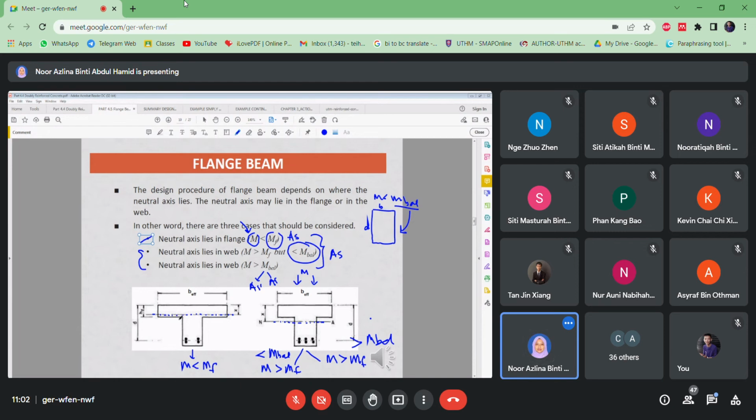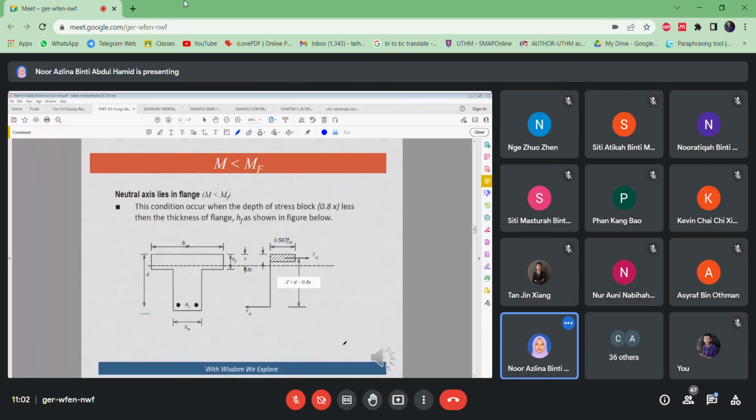Okay, so kalau more than MF, you kena checking lagi satu, M balance. Sama ada dia kurang atau lebih dengan M balance. Sama ada neutral axis lies in web tapi just design as a singular, ataupun neutral axis lies in web but you need to design with the compression reinforcement as a double reinforcement. Okay, so this is how the block diagram looks like once the neutral axis lies in flange here.